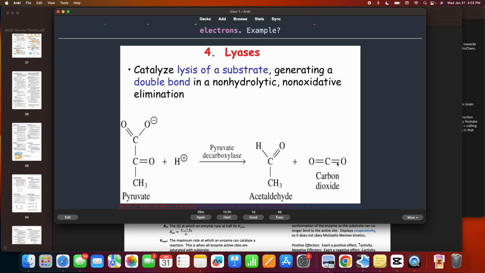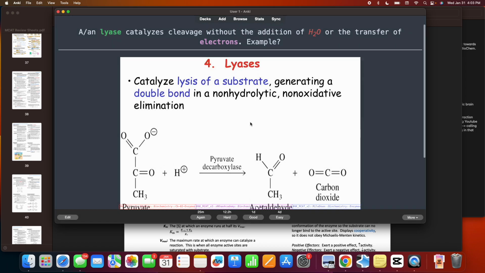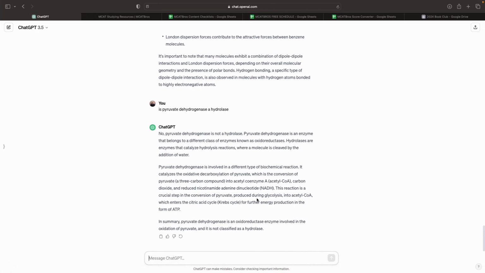The double bonds form here, as you can see. So pyruvate decarboxylase is a type of lyase. What are examples of lyases?